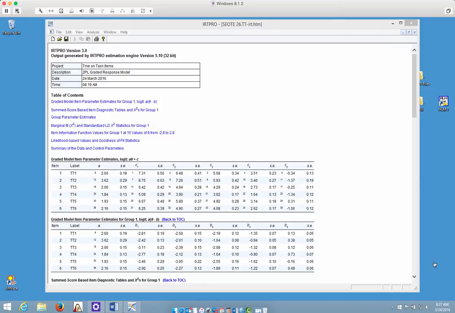This next video will demonstrate how to obtain the item characteristic curves produced by IRTPro. And again, we're going to use the time on task items from the Student Evaluation of Online Teaching Effectiveness. In the last video, we ran the analysis and we were able to get our parameter estimates.